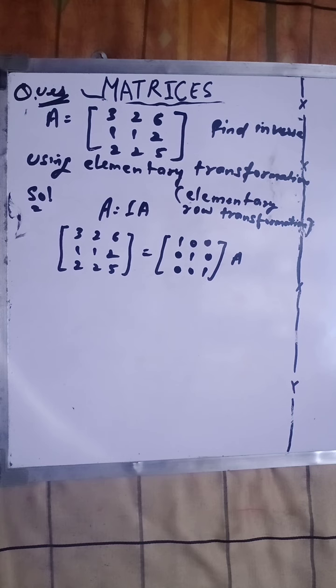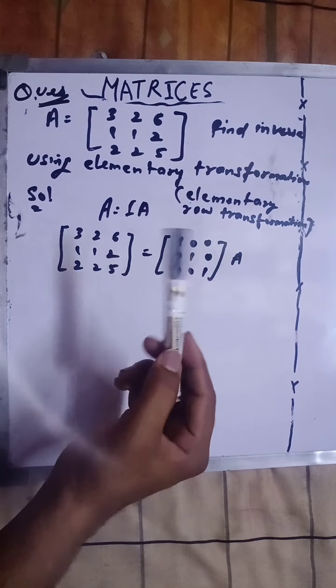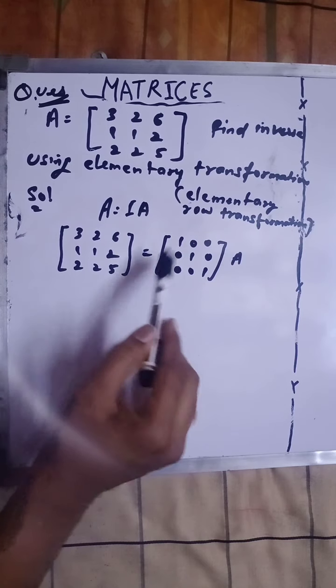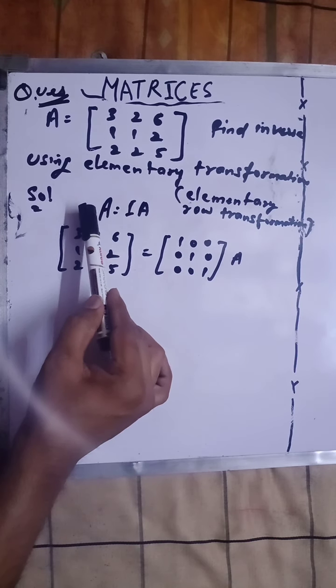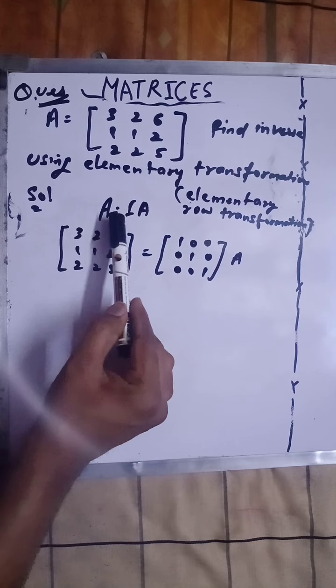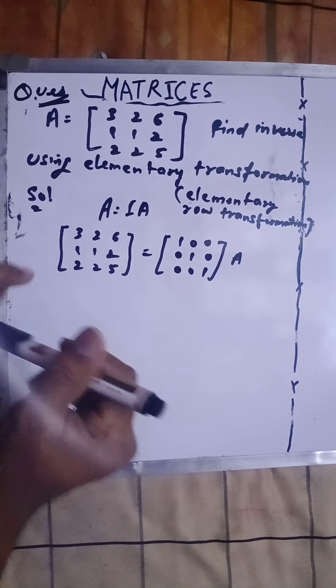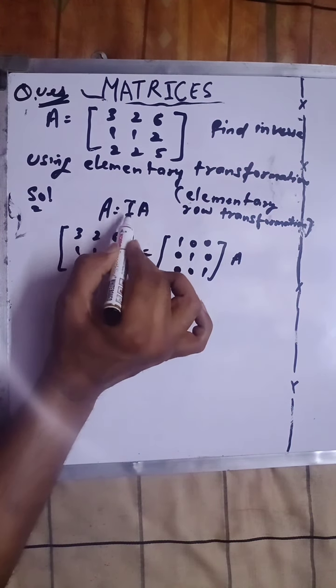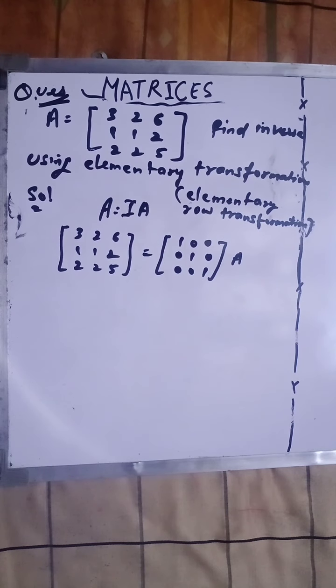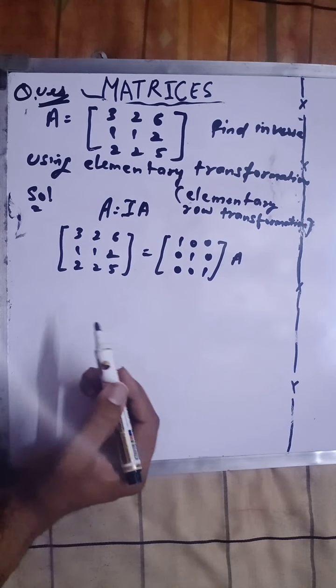So as we know that in elementary transformation, you can apply any method, that is elementary row transformation or elementary column transformation. You can apply any method. So I am solving here with elementary row transformation. Got it? So as we know that for the elementary row transformation, the formula is A is equals to IA. Fine. So this is the formula, that is A is equals to IA.